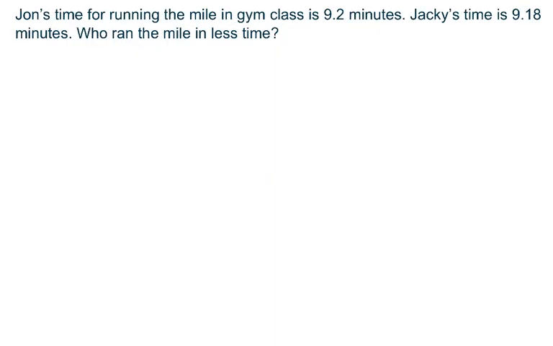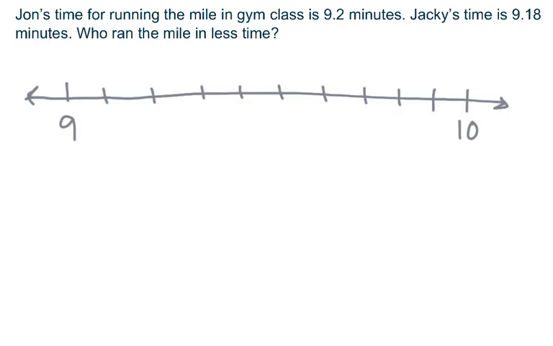All right, time for our next example. John's time for running the mile in gym class is 9.2 minutes. Jackie's time is 9.18 minutes. Who ran the mile in less time? Let's start by drawing a number line. As you can see, my number line, I'm only focusing between the numbers of 9 and 10. Both our numbers are positive, and we know that 9.2 and 9.18 are going to fall somewhere between 9 and 10. So let's plot our numbers.